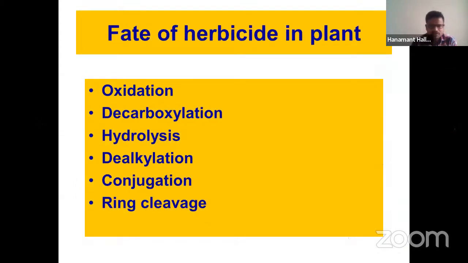Similarly, in case of plants, herbicides also go through different mechanisms as in the soil. In plants, applied herbicides will be lost or change their form, mainly through oxidation, decarboxylation, hydrolysis, dealkylation, then conjugation and ring cleavage. These are some of the mechanisms through which herbicides get dissipated in the plant system. It means their activity gets changed. It may be enhanced or it may be reduced. So through these mechanisms, the applied herbicides in the plants will get changed.